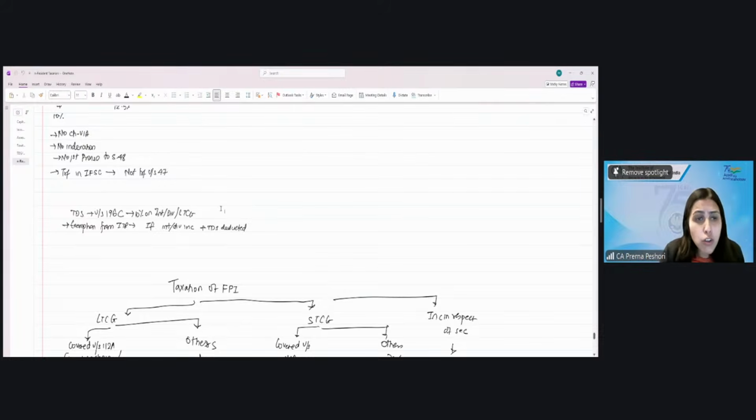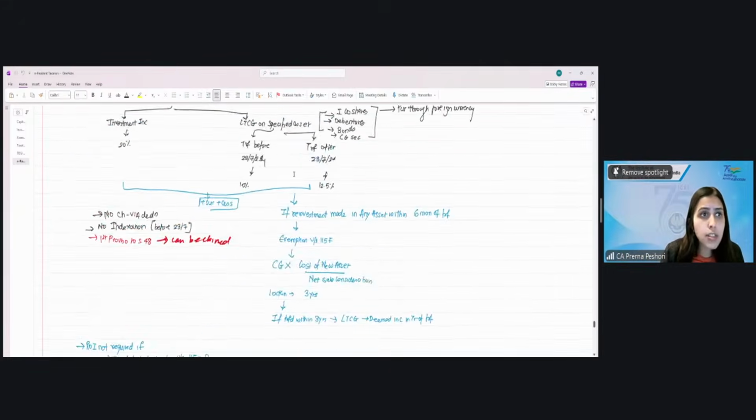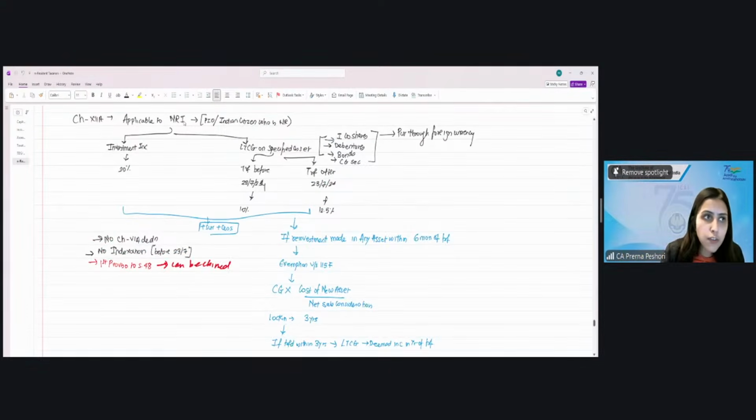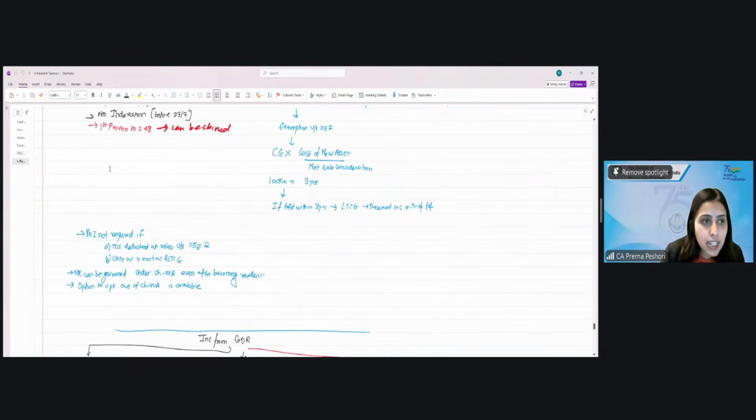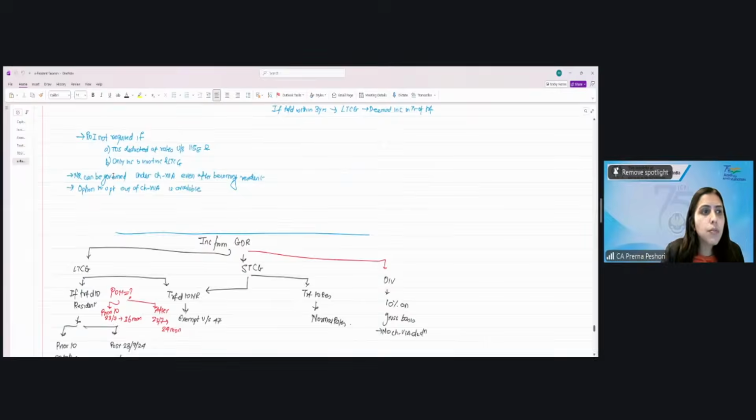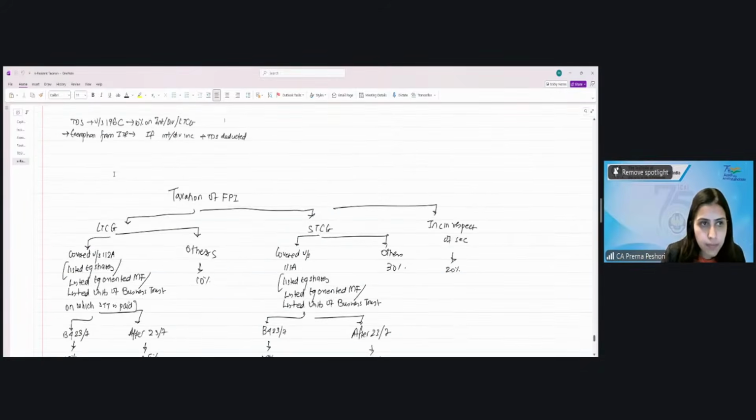The same applies in the case of Chapter 12 also. In case of this non-resident Indian, if the income is this income only and the TDS has been deducted duly, then they are not required to file the ITR.